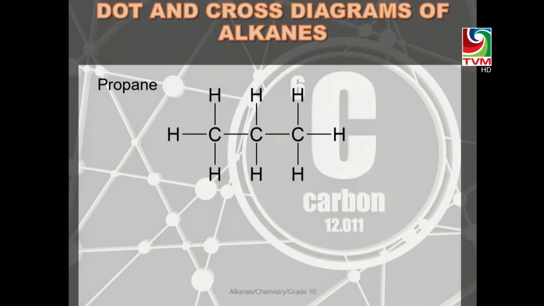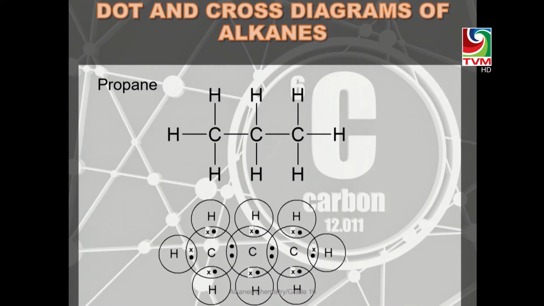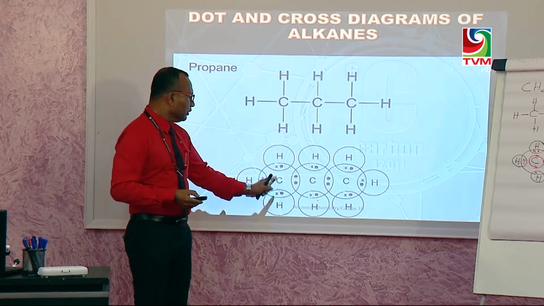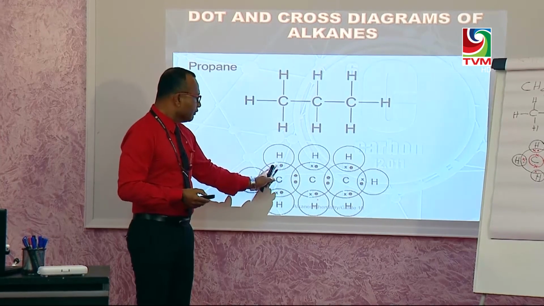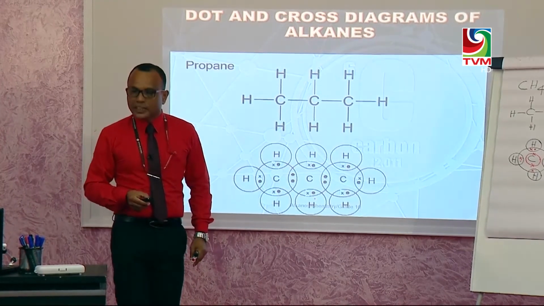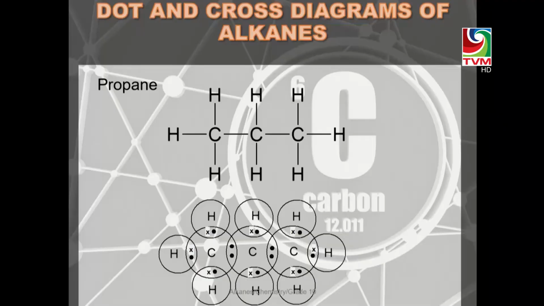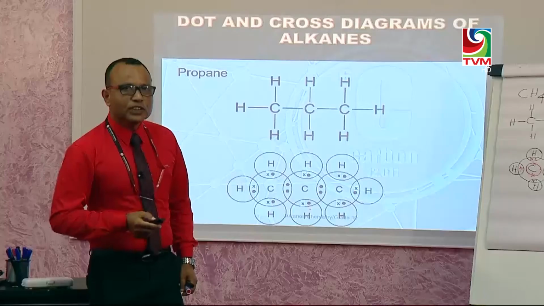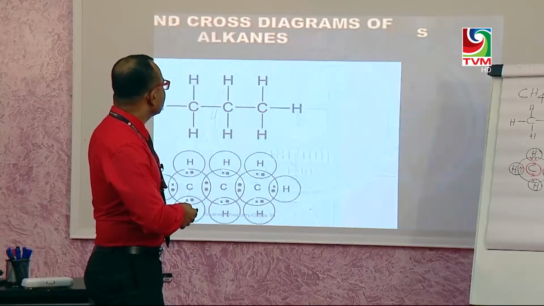Propane, the structural formula: check whether your answer is correct. The dot and cross diagram: check whether you have drawn it correctly. Use the same symbol to represent electrons of carbon, and a different symbol to represent electrons of the unlike atom, hydrogen. We are moving to the next part of the lesson.